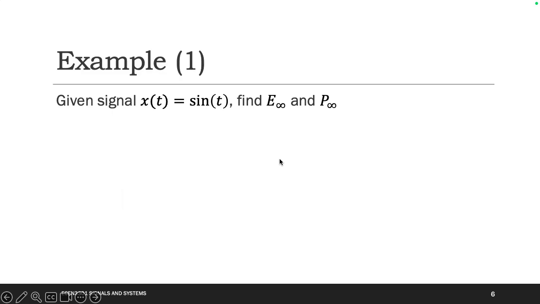Given the signal x(t) equals sin t, find the energy and average power. How can we do that? Let's try to do it together. Give me the next step. Plug your x(t) into the energy and power equations. Yeah, use that equation, am I right? So this is the equation for the energy, am I right?